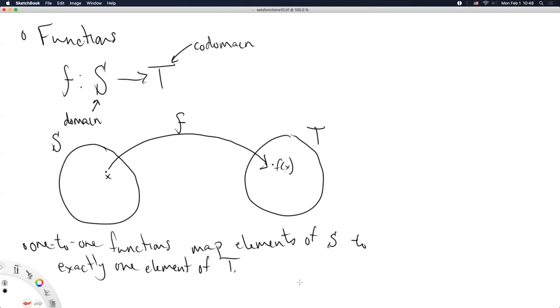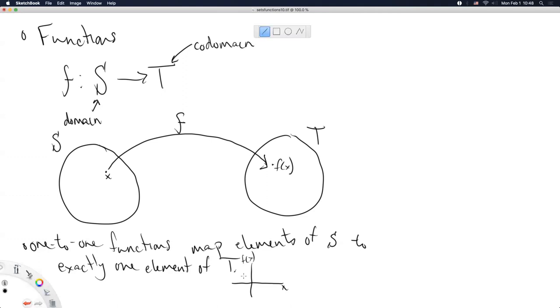Okay, so here we're finally getting to this definition. One-to-one functions map elements of the domain to exactly one element of T. So let me give you an example of a one-to-one function. This is really boring, but it is a good enough example.